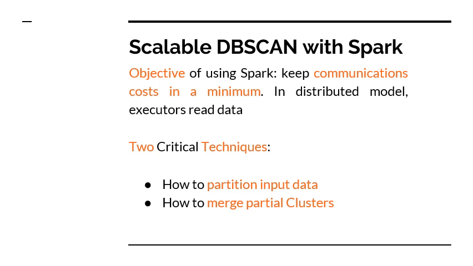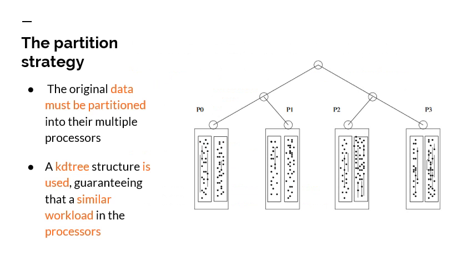When implementing this algorithm, there are two critical techniques which are important to guarantee that the parallel processing is more scalable and efficient: how to partition input data and how to merge partial clusters. When partitioning input data, in order to guarantee that nearby points are assigned to the same subdomain, the spatial location of the points is used to build a key tree structure. It is basically a multi-dimensional binary tree, and it's used to guarantee that approximately the same number of data points are assigned to each processor.